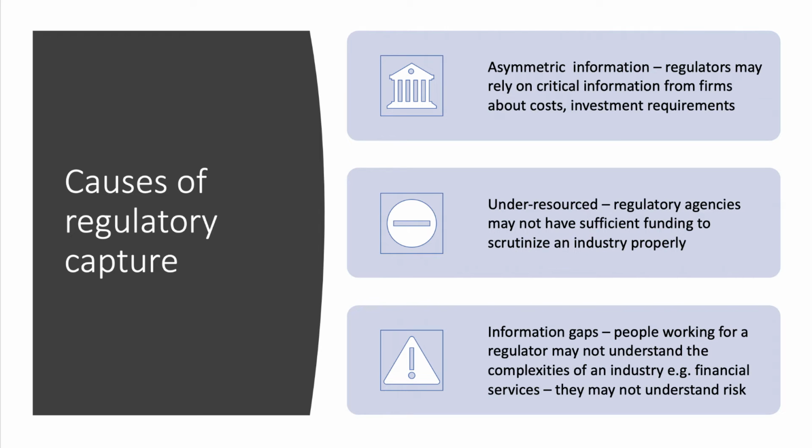Another big issue is that often regulators are under-resourced. Perhaps they're paying people less than they should. But crucially, they don't have enough funding, they don't have enough human capital, labour resources to properly hold an industry to account. And thirdly, there could be a gap in information, particularly in industries where products, goods and services are very complex. People working for the regulator may not simply understand the complexities of an industry, particularly, for example, in the financial services sector. They may not really understand the causes of and the nature of risk, for example.